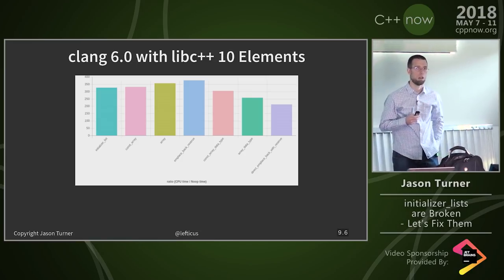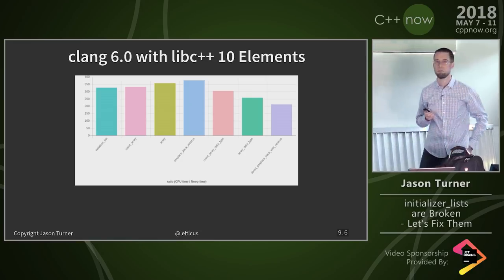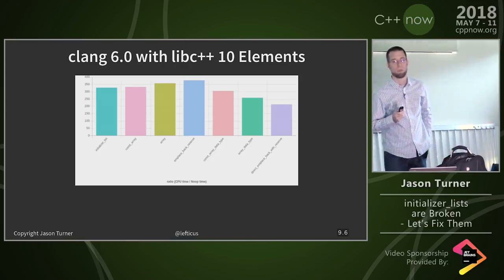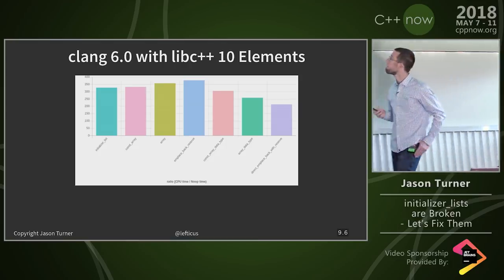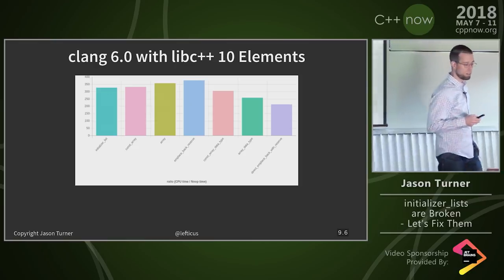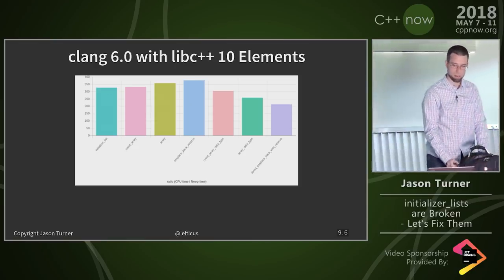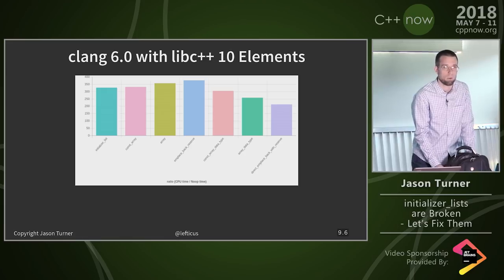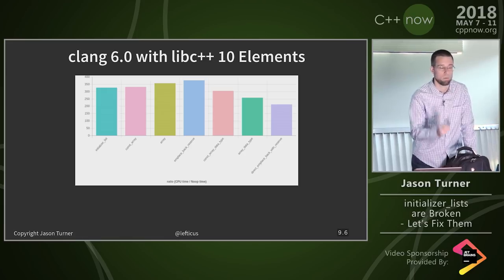Questions? Comments? Queries? I'm still confused why there's a difference. The generated code should be the same. Is it just the perfect forwarding? Why is it different? The generated code should be the same. Is this perfect forwarding or what? Yeah, this is your question. I'm repeating that for the camera.